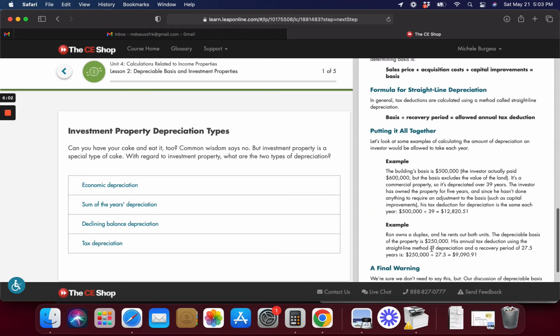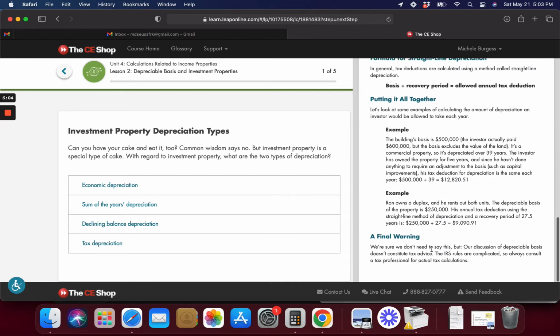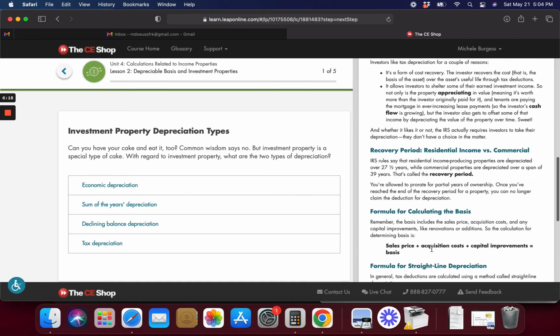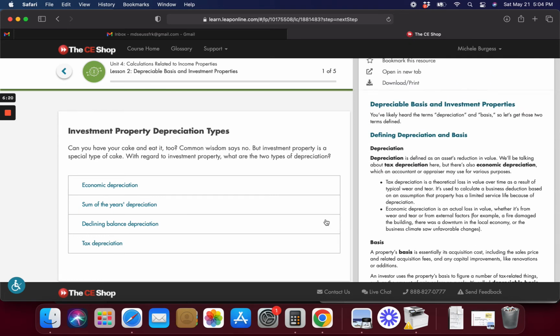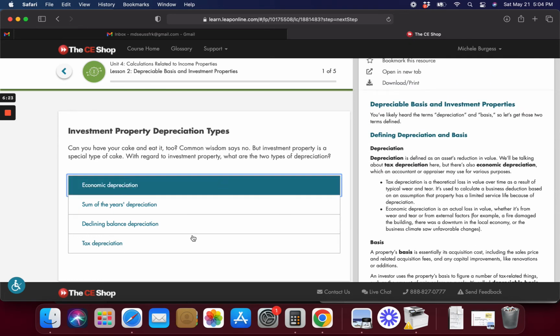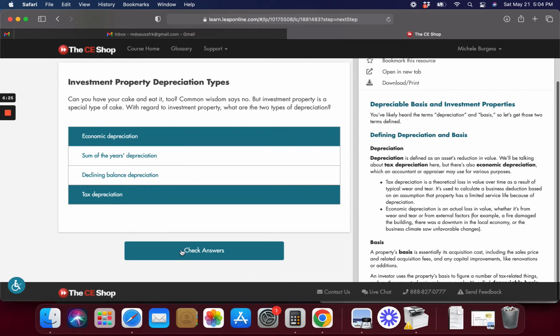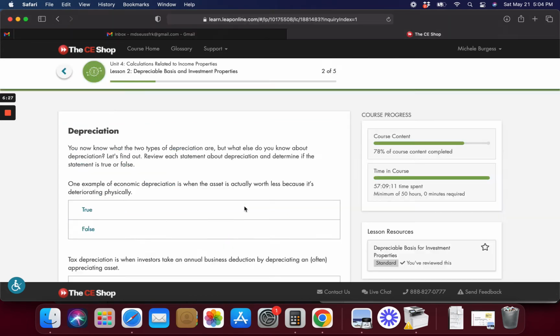Oh my goodness gracious. Well, at least they're giving you examples in here. Okay, can you have your cake and eat it too? Common wisdom says no, but investment property is a special kind of cake. With regard to investment property, what are the two types of depreciation? Tax and economic, right? According to this resource over here.